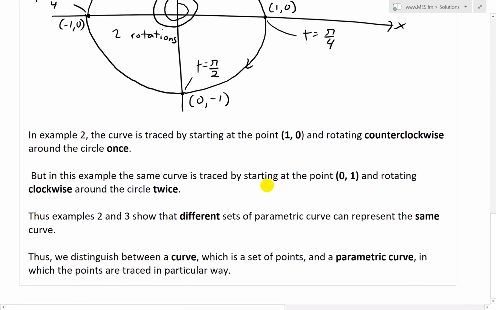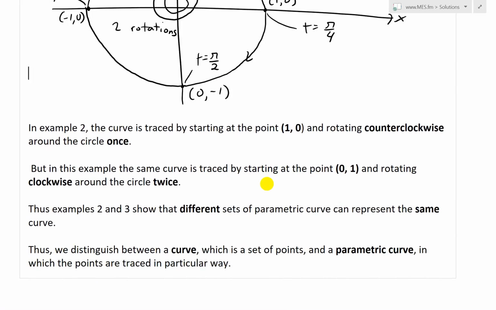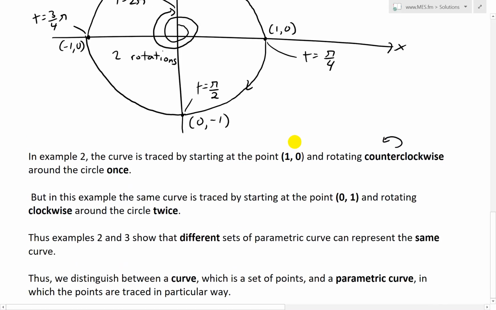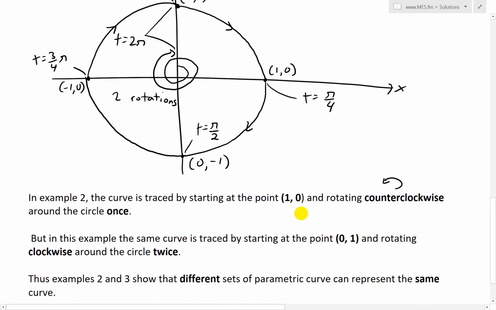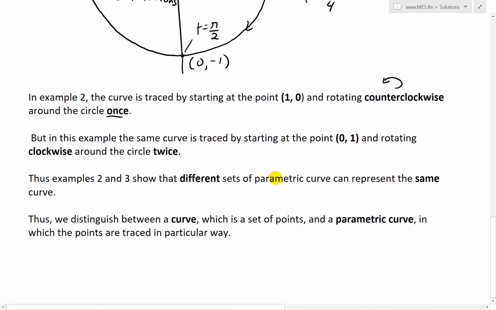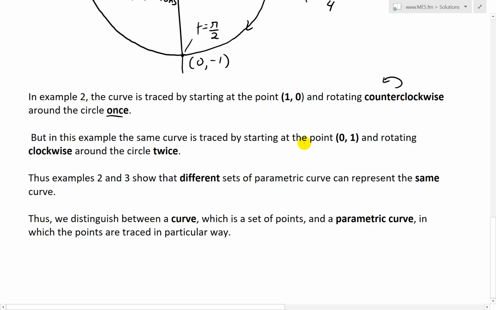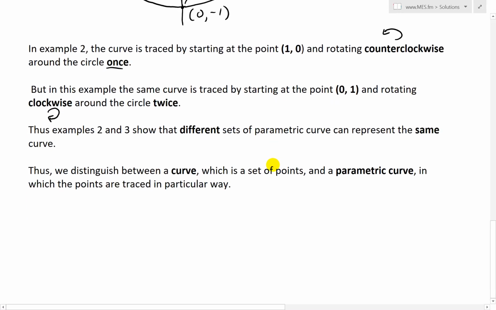And here I've written those notes down, which is quite remarkable. So in example 2, the curve is traced by starting at the point 1, 0 and rotating counterclockwise, so rotating this way around. And we also started from this point, as opposed to this one, 0, 1, around the circle once. So that one we just rotated once. But in this example, the same curve is traced by starting at the point 0, 1 and rotating clockwise. In other words, rotating this way around the circle twice. So examples 2 and 3 show that different sets of parametric equations can represent the exact same curve.